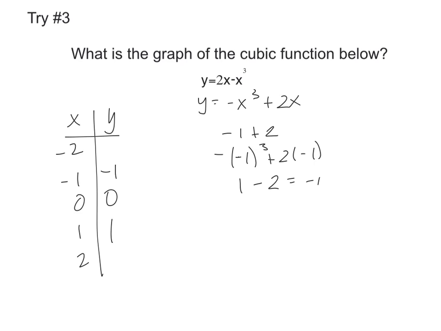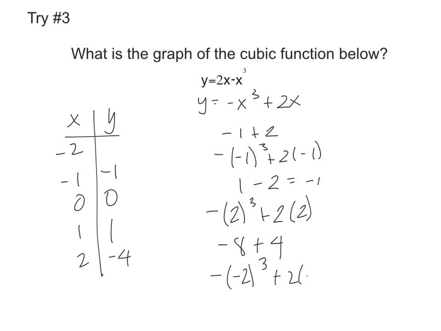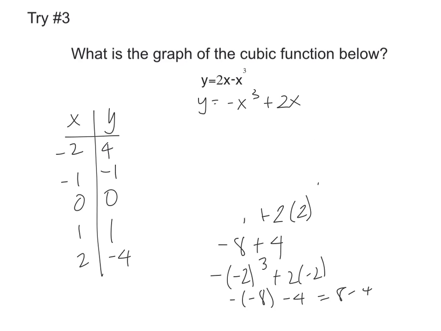All right, if we keep going, if I substitute in 2, that's going to be -2 cubed plus 2 times 2. 2 cubed is 8, so that's negative 8 plus 4, which is negative 4. So let's try negative 2. That's going to be negative 2 cubed plus 2 times negative 2. That's going to give us negative 8 minus 4. That's really 8 minus 4, which is positive 4. So I need to erase this information to the side so that I can do my graph.